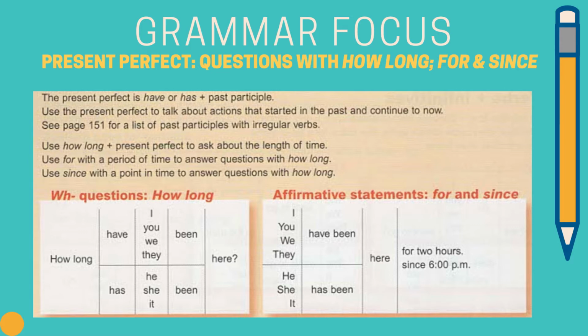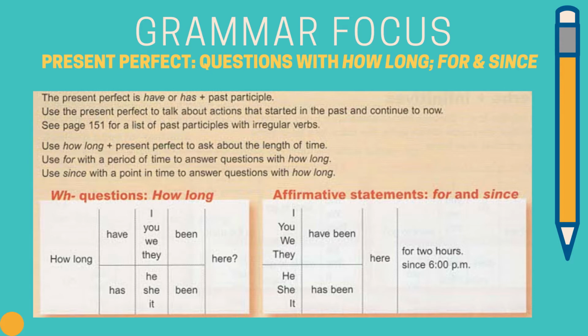Let's look more at the grammar structure. How long have you been here? You have been here for 2 hours, since 6 o'clock. How long have we been here? We have been here for 2 hours. We have been here since 6 p.m. How long have they been here? They have been here for 2 hours, since 6 p.m.